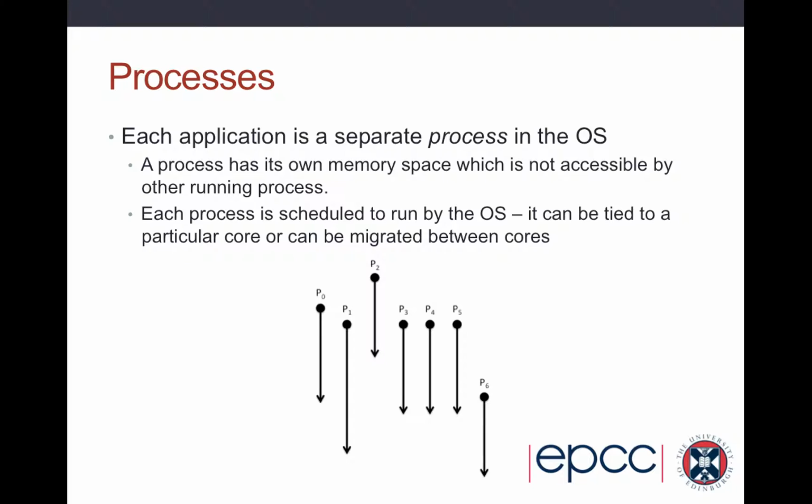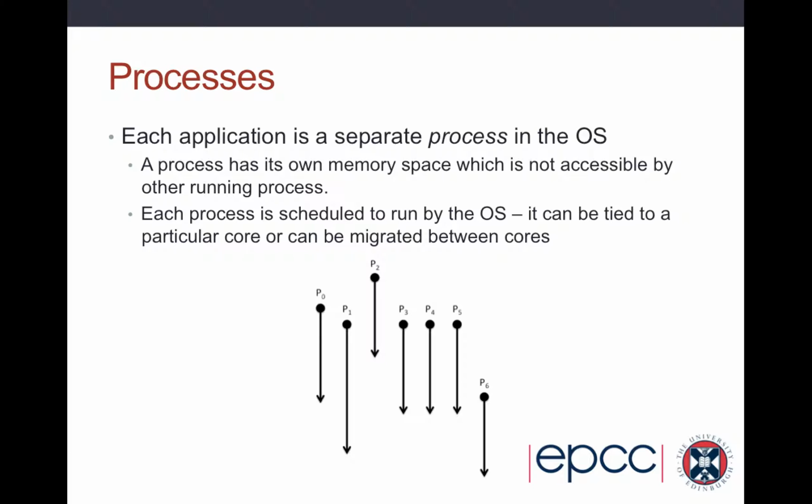So each application is a separate process in the operating system. Each application I'm running on my laptop, be it PowerPoint, a web browser, an email client, each of these is a separate process. Each process has its own memory space, which is not accessible by other running processes. This is how we stop security breaches. So somebody gets access through some malware on your web browser, they can't use it to corrupt, hopefully, your email client or another application running on the system.